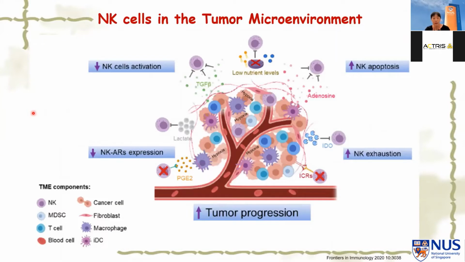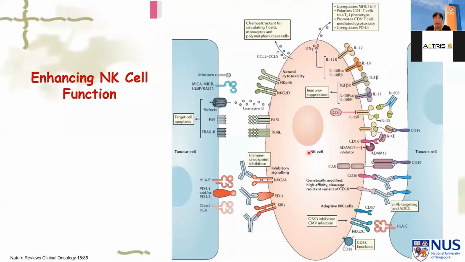However, similar to CAR alpha-beta T cell therapy, NK cells face similar situations in the tumor microenvironment. Cytokines such as TGF-beta can also function on NK cells to reduce NK cell activation. There are mechanisms to reduce NK activating receptor expression. There are also molecules in the tumor that can induce NK apoptosis. Of course, there's also checkpoint blockade mechanism to induce NK exhaustion. So there's still quite a lot that needs to be done to enhance NK cell function.